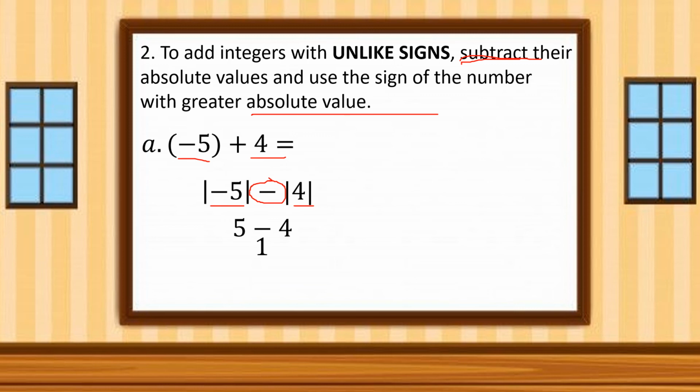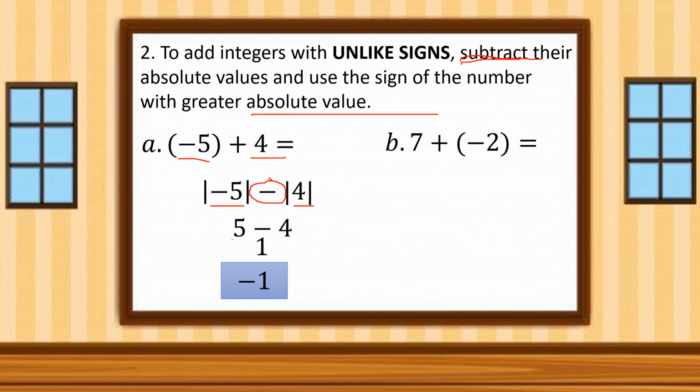Okay? So, kanina, ano po ba yung mas malaki yung value ng ating absolute value? Negative 5 or 4. So, malinaw po that the greater value is 5. So, ano ba yung sign nito? So, ang sign po niyan ay negative. So, therefore, negative 5 plus positive 4 is equal to negative 1.